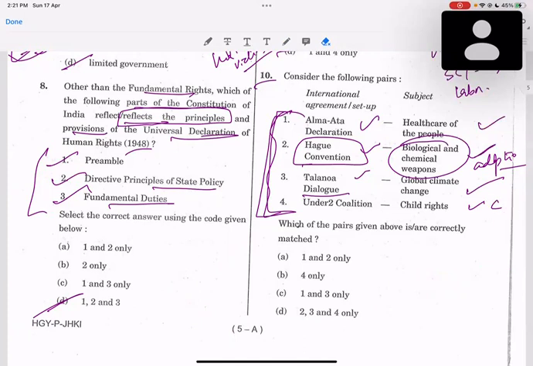All right, but do prepare a list of these agreements and subjects. It will hardly take one single sheet, and in that you can write all the 50-60 agreements which you come across while studying your basic subjects: environment, IR, health, education, literature. So these basics, and you just have to keep on revising them. So simple. Its answer would be: 1 is correct, 2 is wrong, 3 is correct, and 4 is wrong. So 1 and 3. So a direct question.